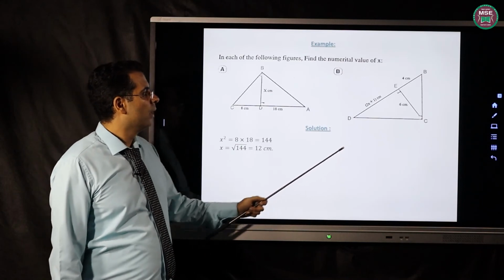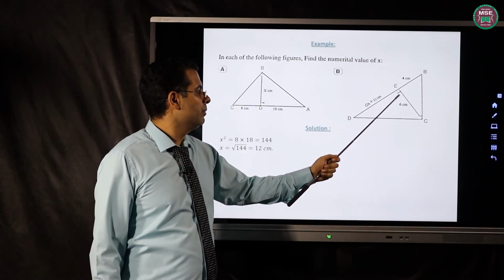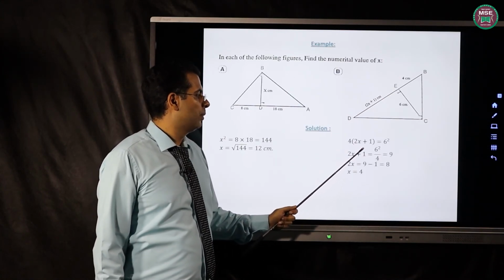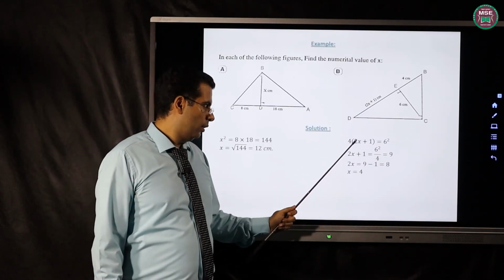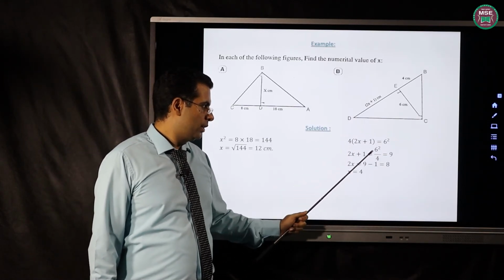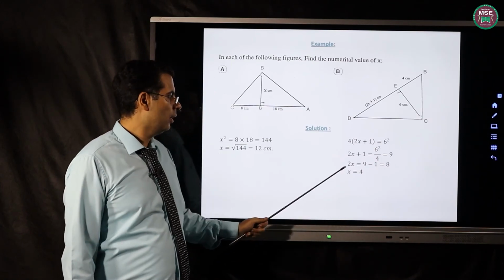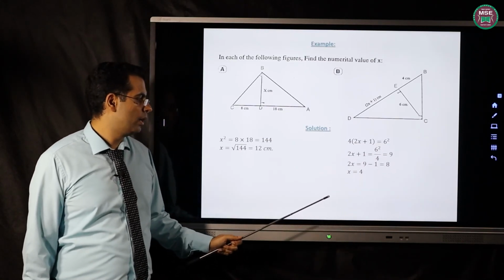Another one. Also here, EC squared equals EB times ED. Therefore, 4 times 2x plus 1 equals 6 squared. The 4 goes there, divided. Therefore, 2x plus 1 equals 6 squared over 4. 36 over 4 equals 9. Therefore, 2x equals 9 minus 1 equals 8. Therefore, x equals 4.